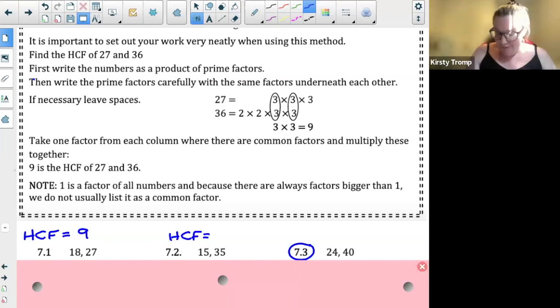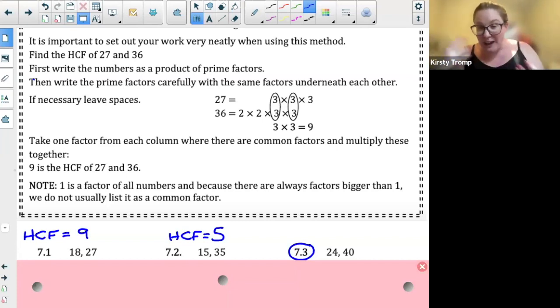What's your HCF? I got, wait, did I do the wrong one? I got 25. 25? Are you sure? No, wait, 5. Good, Lorena. Thank you, because you want them to be friends, hey? So 15 was 3 times 5, and 35 was 5 times 7, hey? So the only thing they have in common is what?